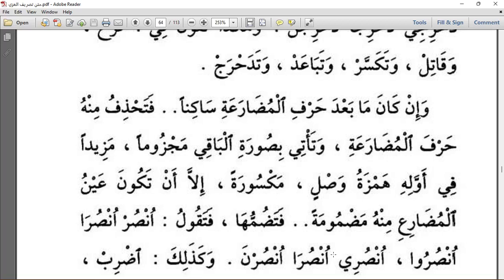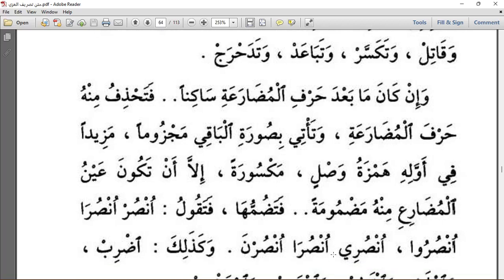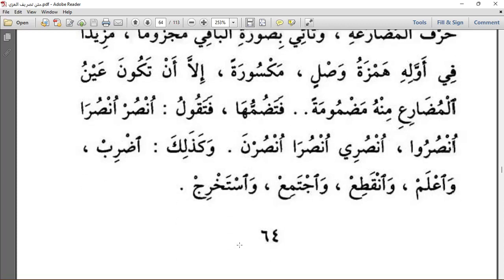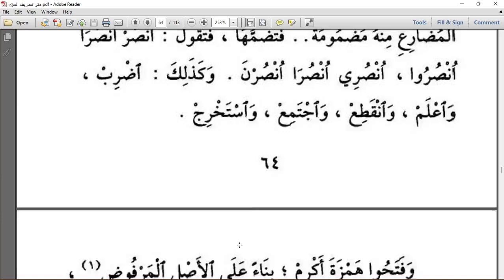Tansuru, tansurani, tansuruna, unsuri, unsura, unsurna. So we remove the ta, that is the harful mudara. We remove all of them from each of the words. Then we now put them in their jazm state. So how do you put what is taking damma in jazm state? You change it to sukun. How do you put what is taking nun in jazm state? You remove the nun, for all of them except nun niswa because the nun is a pronoun. So wakadhalika idrib wa'lam wanqati' wajtami' wastakhrij. So it's the same thing we applied for the other examples that are here.